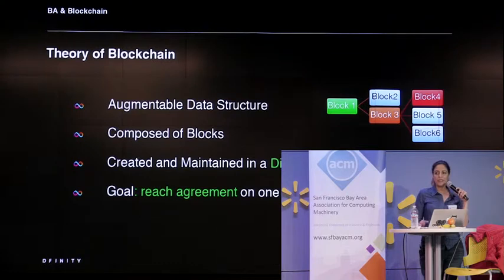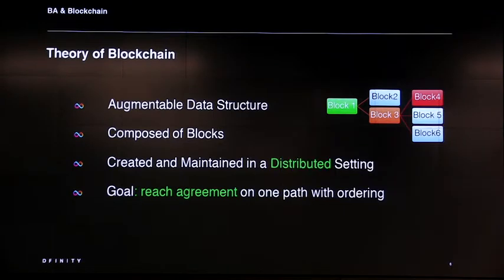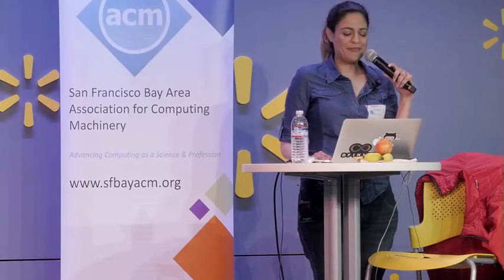In a theoretical sense, there are a lot of different definitions of blockchain. What I see blockchain as is an augmentable data structure. Blockchain is nothing more than a data structure composed of blocks. At first it looks like a tree, and everybody can add a block to this tree. The data structure is created and maintained in a distributed setting, so if you have 100 nodes, each node can add to this tree. The goal is to reach agreement on one of the leaves of the tree. If you reach agreement on one of the leaves, it means you reach agreement on the whole path, so you can amortize the cost. That's a very simple view of how you can use blockchain to reach agreement faster.